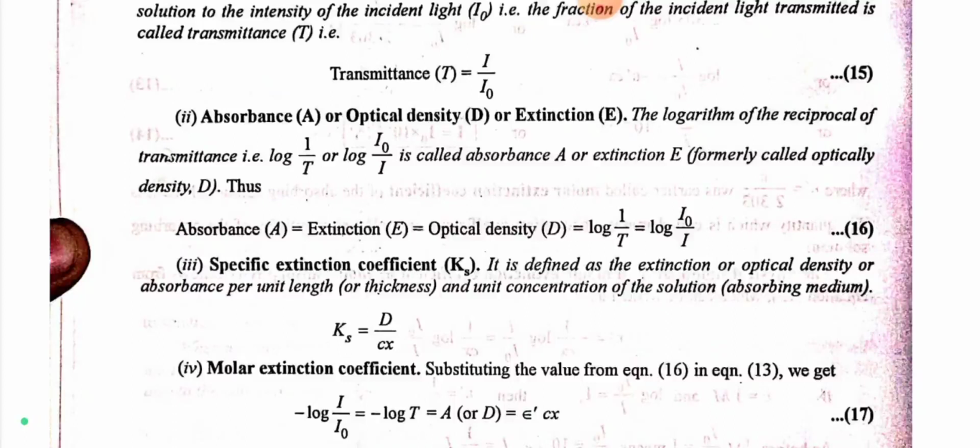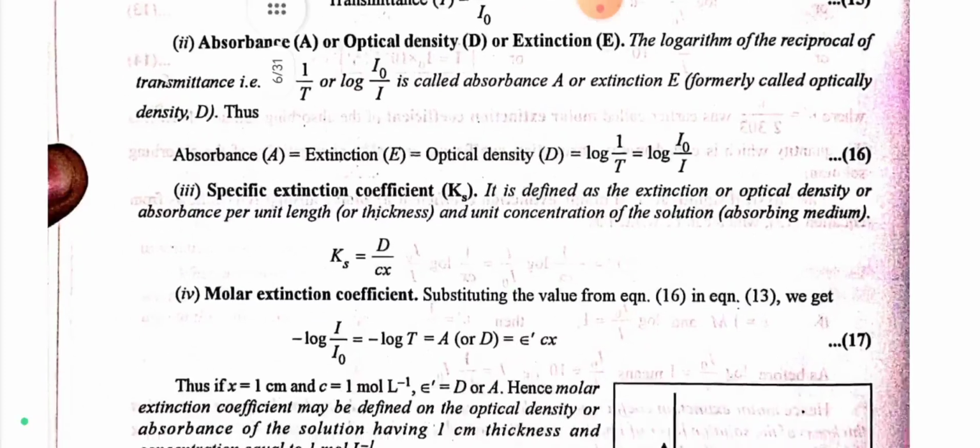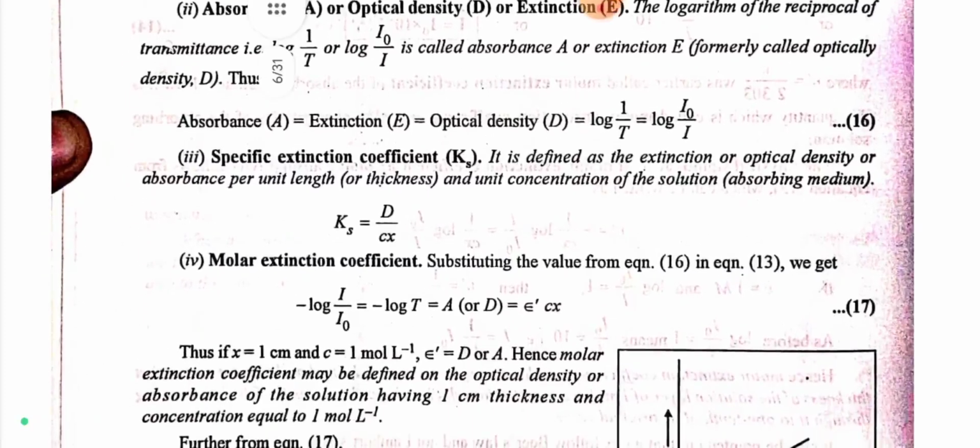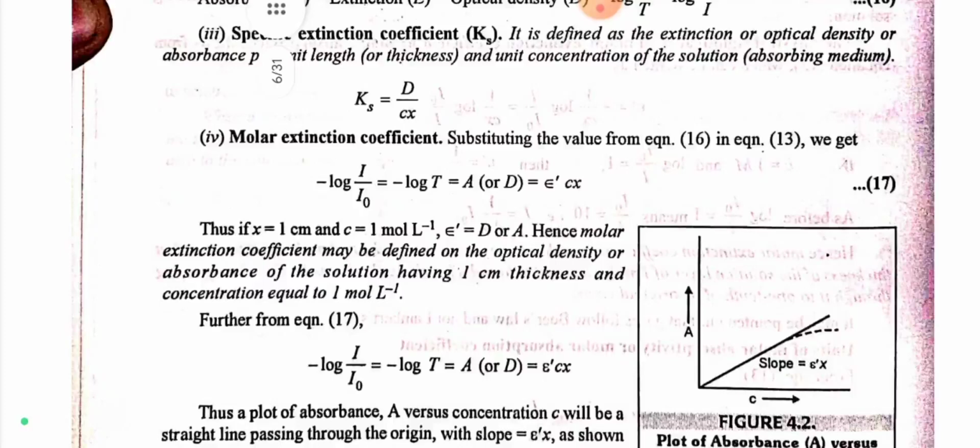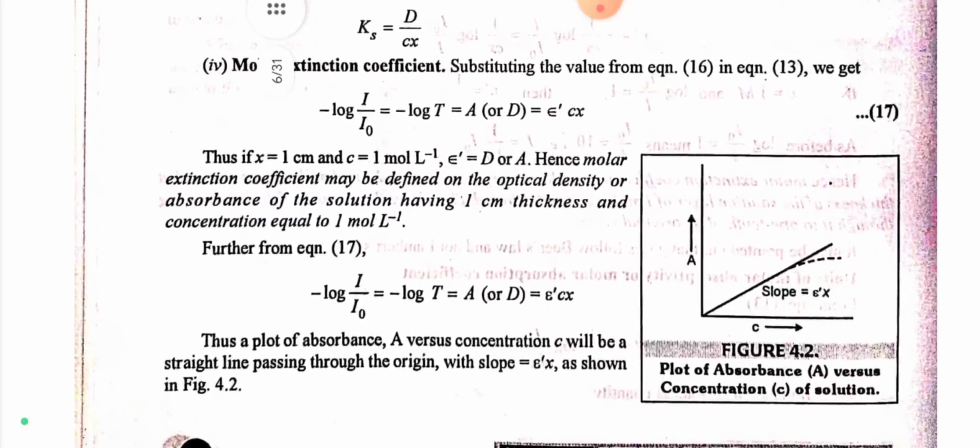Fourth, molar extinction coefficient. Substituting the value from equation 16 in equation 13, we get minus log I by I naught is equal to minus log T is equal to A or D is equal to epsilon dash cx, equation number 17. Thus, if x is equal to 1 centimeter and c is equal to 1 mole per liter, epsilon is equal to D or A. Hence molar extinction coefficient may be defined as the optical density or absorption of solution having 1 centimeter thickness and concentration equal to 1 mole per liter.